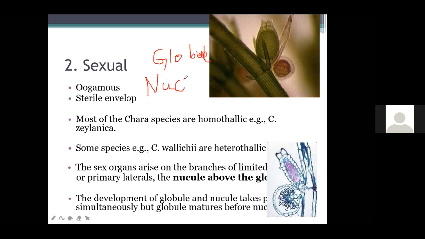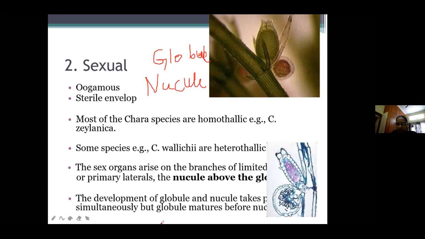Nucleus. Very good. Both are present. Here a very advanced type of oogamy is present. Both sex organs are macroscopic. The male sex organ is called antheridia or globule. The female sex organs are oogonia or nucleus.